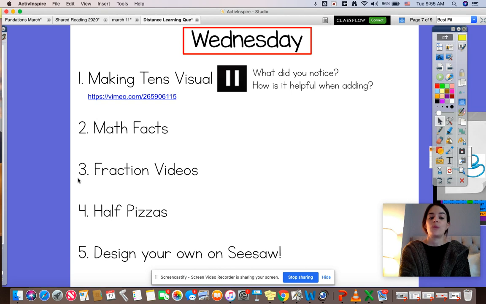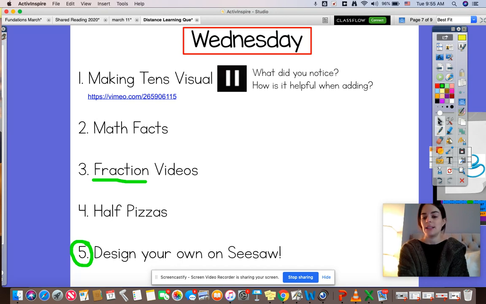And then we are going to start a new topic called fractions. We're going to watch a video about what that word fraction means. We're actually going to watch 2 videos to help us today. Then I'm going to cook for you some pretend half pizzas. And then at the end on step 5, you are going to design your own pizzas and hand them in to me on Seesaw. That will be in your Seesaw activities folder. Okay, so let's get started with the making tens visual.